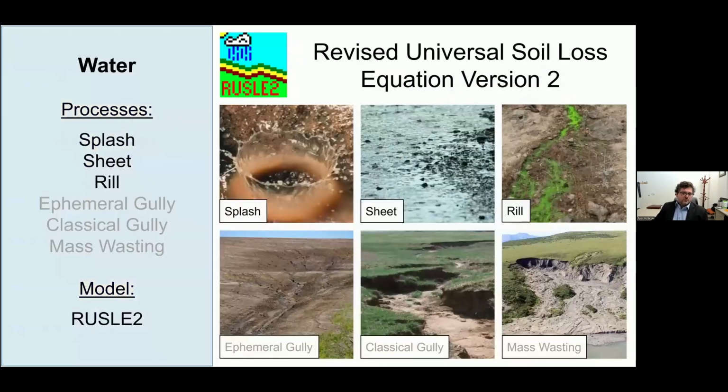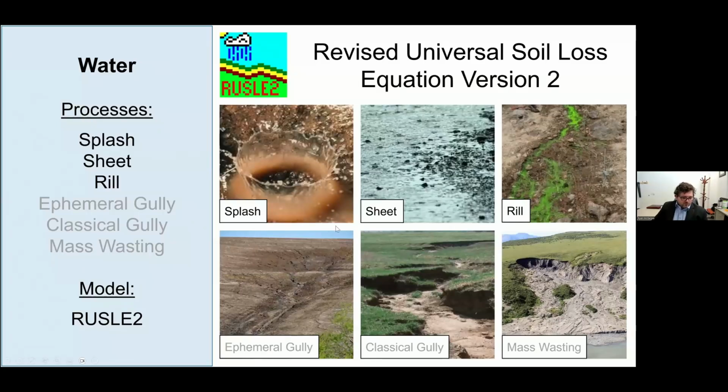RUSLE2 is another model, and it is used to account for splash, sheet, and rill erosion. It does not support ephemeral gully, classical gully, or mass wasting. So I just don't want people to be confused. These three processes are not being included in any kind of conservation planning model that we have available to us right now. But splash, sheet, and rill definitely are. And those are lumped into a single output, usually called hillslope soil loss, or hillslope sediment yield, or hillslope detachment, something like that, from various models. Okay. And then that is what you're actually seeing.